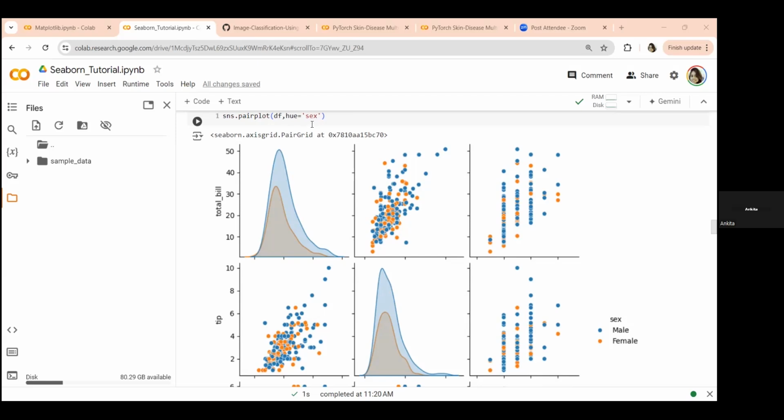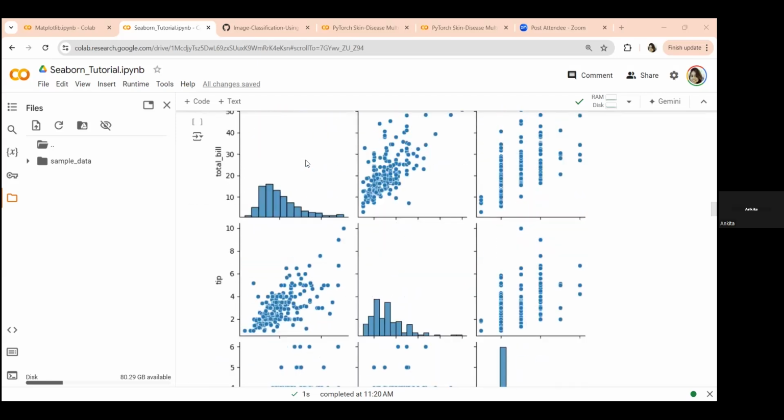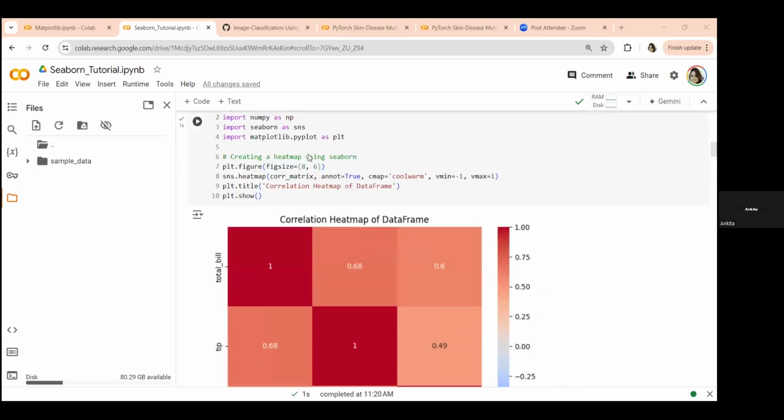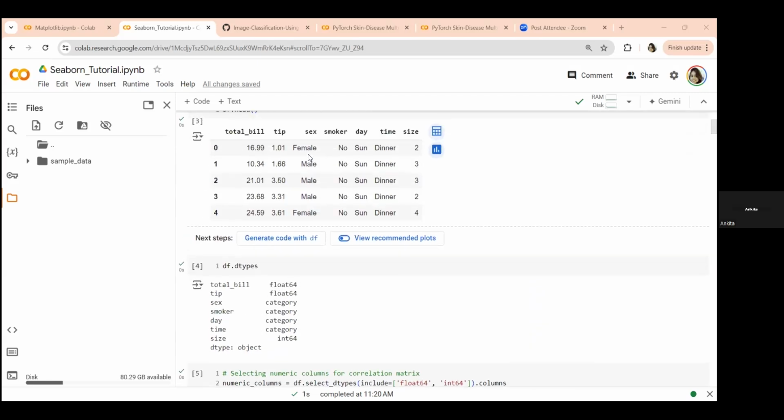Here you can also use smoker. Smoker is another feature present in our database, and that is also a categorical feature. It contains only two types of values, yes and no. And sex is also a categorical feature whose values are only two types, female and male.